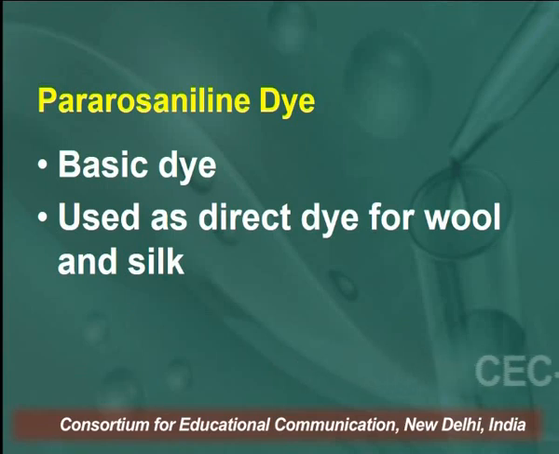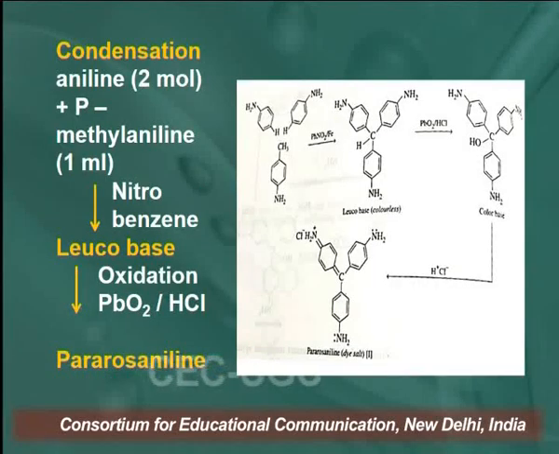So especially this dye is used for dyeing wool and silk. Now how can we synthesize this dye? This para-rosaniline dye is also synthesized by the condensation of aniline, 2 moles of aniline plus para-methyl aniline. So 2 moles of aniline plus 1 mole of para-methyl aniline, when reacted with nitrobenzene, we get leucobase again.